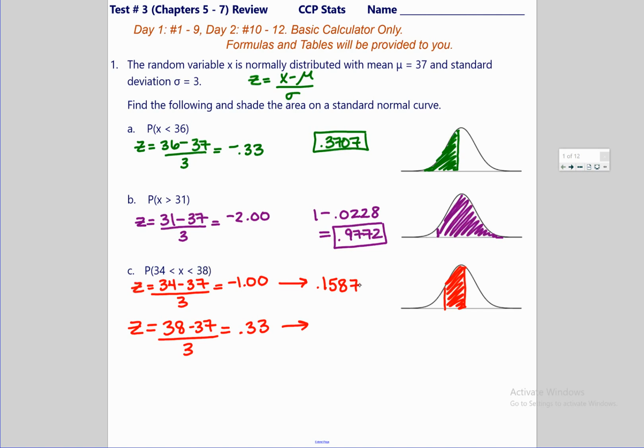And then what was my other one? 0.33 is on the positive side: 0.6293. Do you remember what we do with both of those if it's area between? Subtract bigger minus smaller. Yep, that'll give you the area between them, the difference. So we're going to do 0.6293 minus 0.1587.